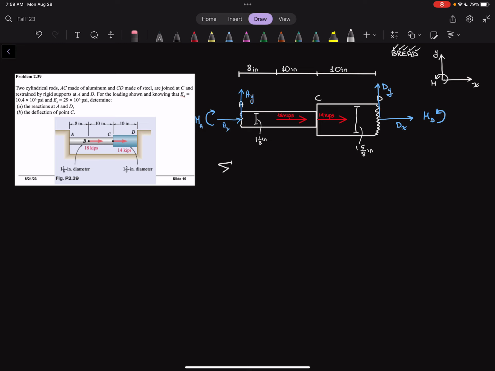So if I do the sum of the forces in the y direction equal to 0, then I can say that AY plus DY is equal to 0. And since these are reaction forces, they must be reacting to something. But there is no applied force to which they can react, which means that they are 0. So we can say that we don't need those. What about the sum of the moments?